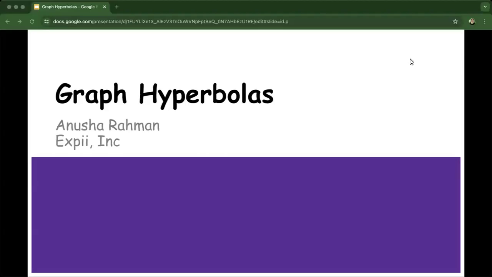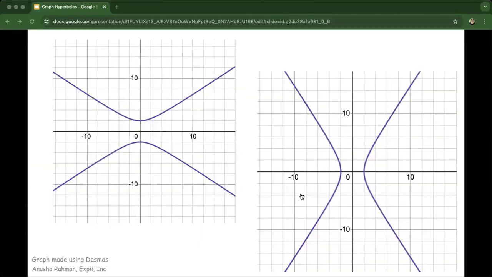Hi, everyone. In this lesson, we will talk about graphing hyperbolas. I will walk you through step by step how to graph a hyperbola from an equation. A hyperbola is a type of conic section, which is the curve formed by the intersection of a plane and a double cone. It looks like two mirrored curved lines that are symmetrical across two perpendicular lines called the axes. There are two types of hyperbolas, a vertical hyperbola and a horizontal hyperbola.